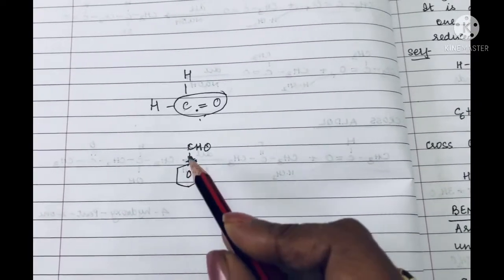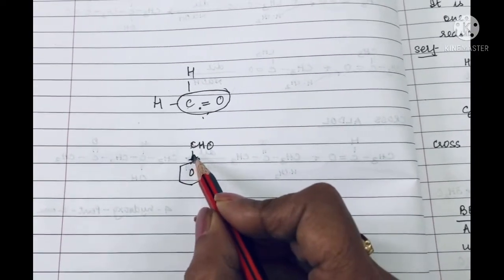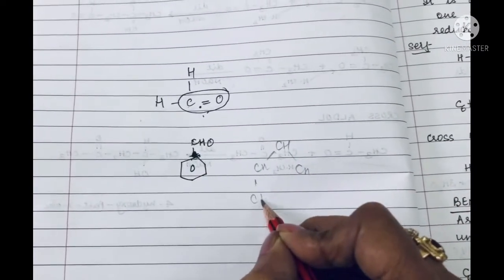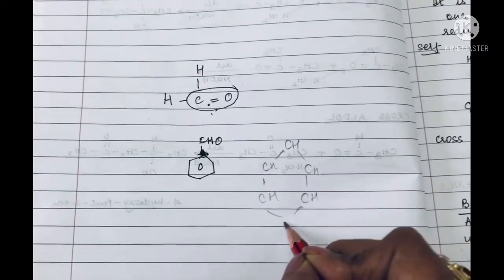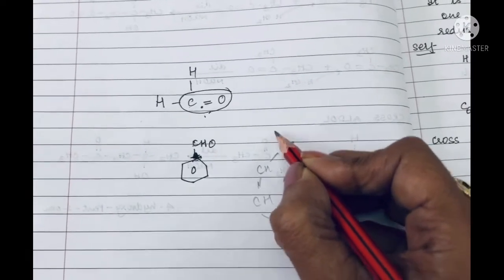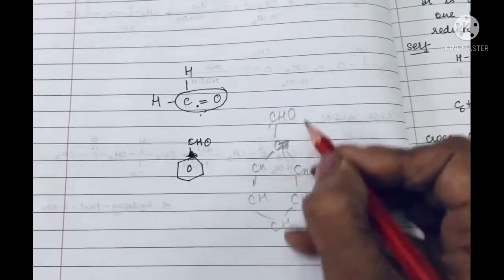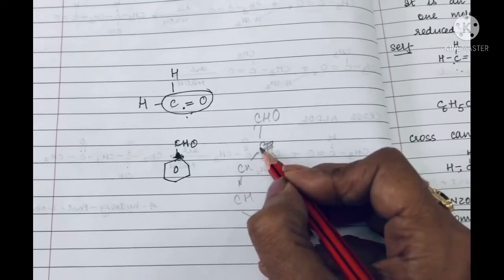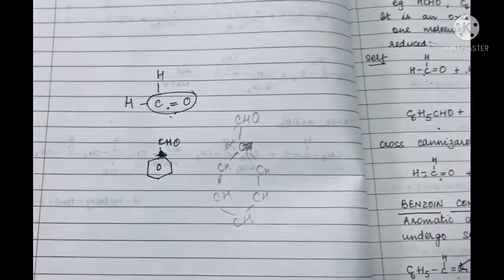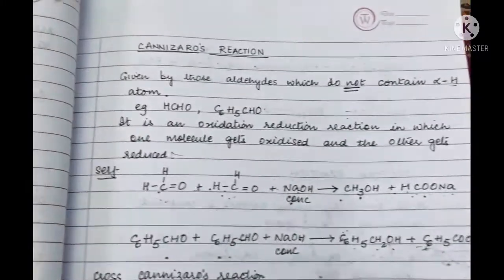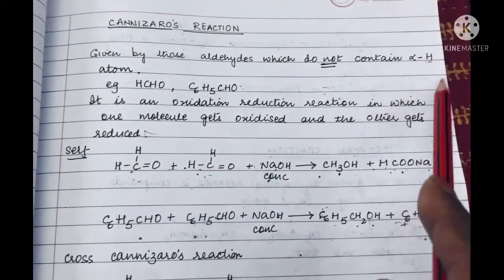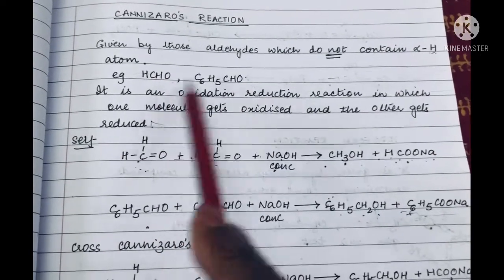Similarly, when I write on the ring CHO, that means I have removed hydrogen from here. This is CH, CH, CH, CH, CH and CH. This is how the benzene ring is. When I remove this hydrogen, then I attach CHO. That means next to the functional group is alpha carbon, but this does not contain hydrogen. So such a compound is able to give Cannizzaro's reaction. So it is given by those aldehydes which do not contain alpha hydrogen atom, both these do not contain.